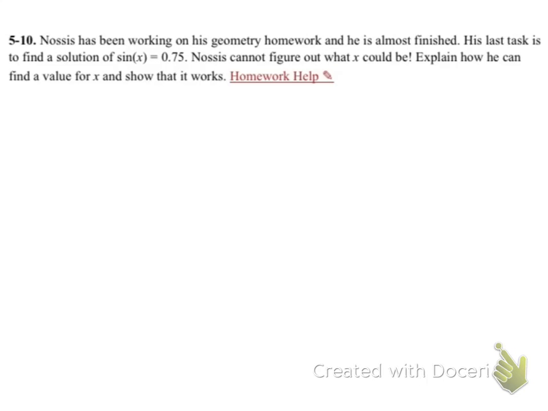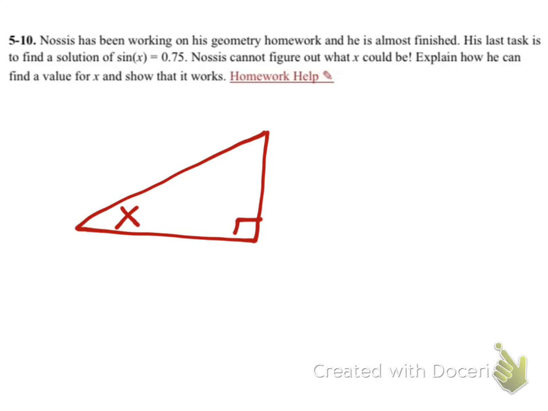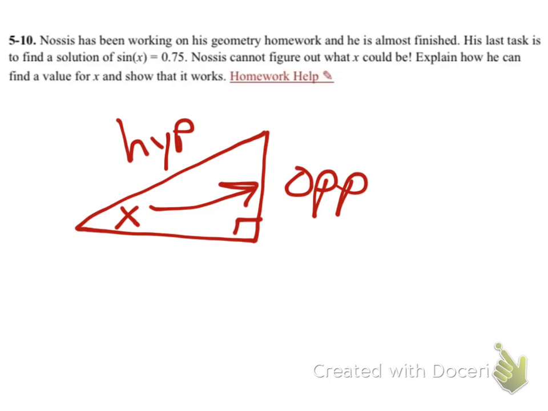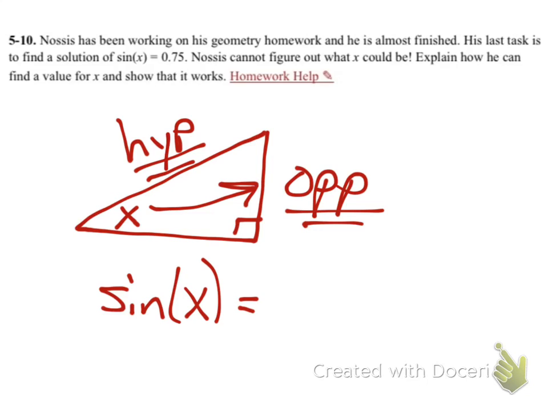Problem 5-10, we are looking at sine of x equals 0.75 and trying to figure out what x could be. So when we're dealing with sine, we are looking at a right triangle, and x would be the angle here. Sine is the ratio of the opposite leg over the hypotenuse. So what we're talking about here is the sine of some angle measure x is going to equal the opposite leg over the hypotenuse, and that has a ratio that when you put to a fraction is 0.75.